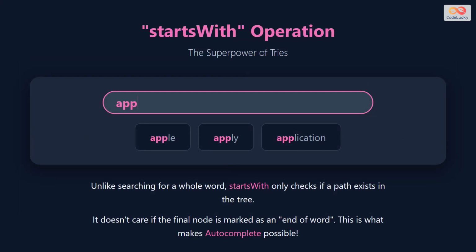This is the trie's superpower, the StartsWith operation. Unlike a hash map that looks for exact matches, a trie can tell you if any word in your database starts with a specific chunk of text. This is the exact logic behind the autocomplete feature you use every day.